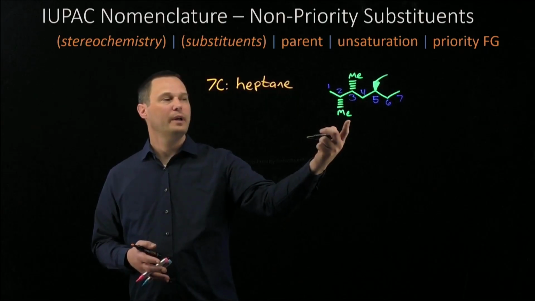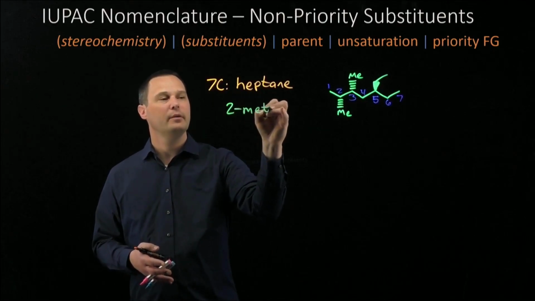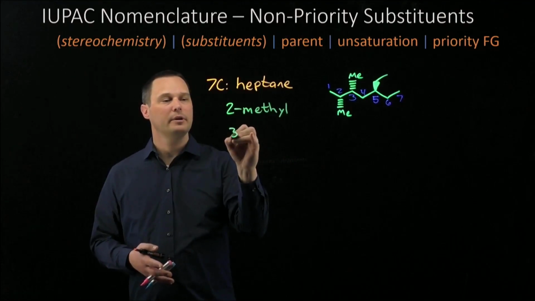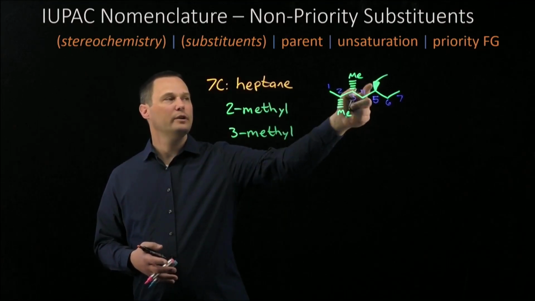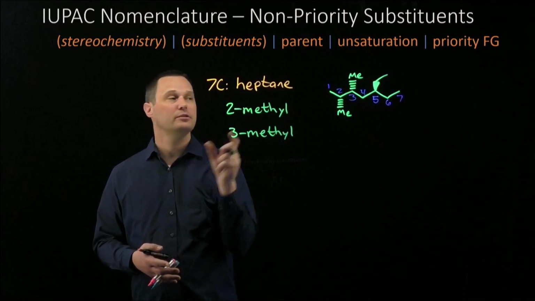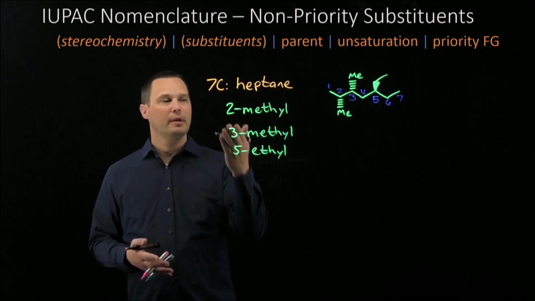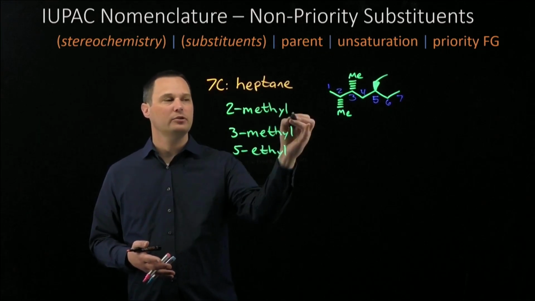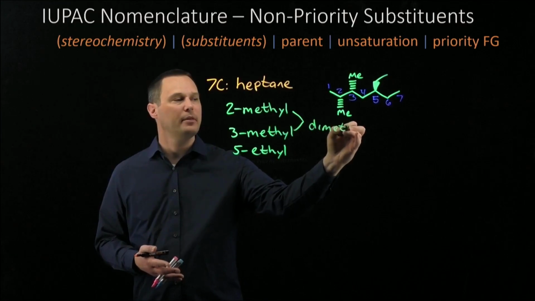At carbon 2, we have an Me group. Me is our abbreviation for methyl, so at carbon 2, we have a methyl group. Same at carbon number 3. At carbon number 3, we also have a methyl group. And at carbon number 5, the wedge group is a 2-carbon substituent. Our syllable for 2 carbons is eth, so the 2-carbon substituent at carbon number 5 will be ethyl. Recall that when we have more than one instance of the same functional group, we combine the name with a numeric modifier, and we call this a dimethyl substituent.